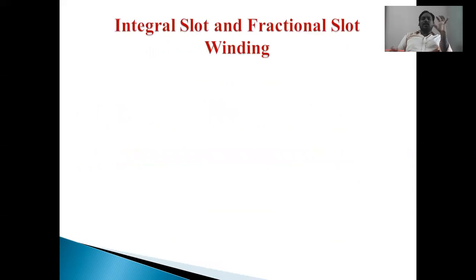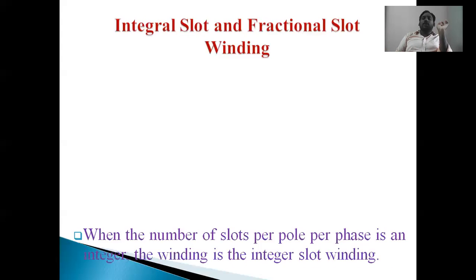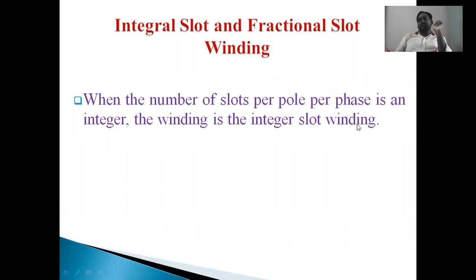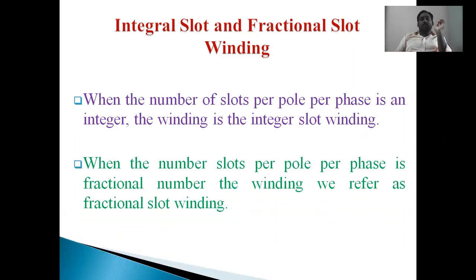What is meant by integral slot winding first? Integral slot winding means, see here now, in the last class we already discussed the number of slots per pole per phase. When the number of slots per pole per phase is an integer, such a type of winding is integral slot winding. When the number of slots per pole per phase is a fractional number, such type of winding is called fractional slot winding.